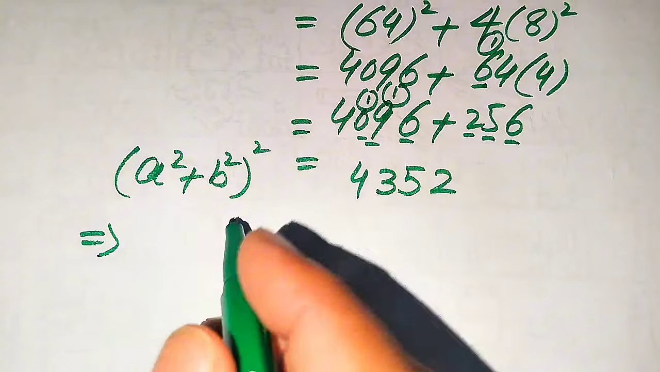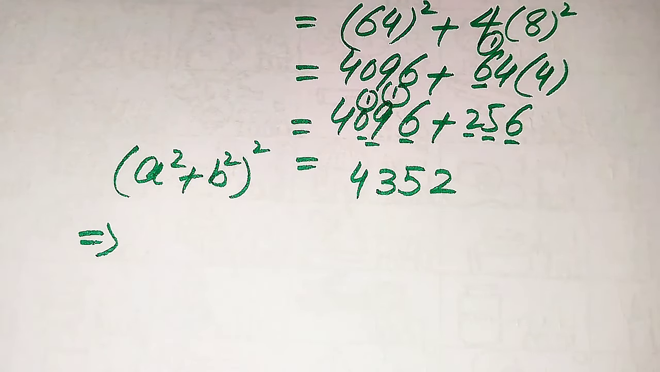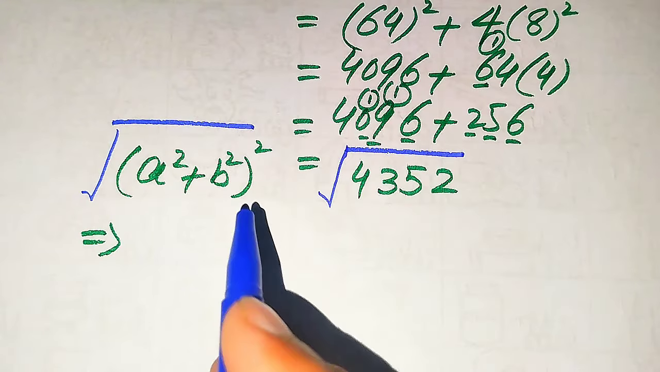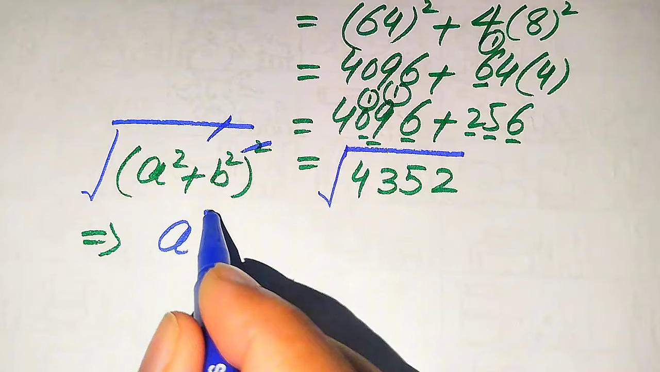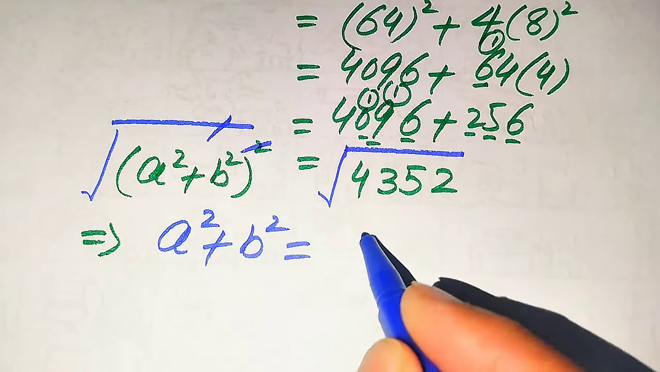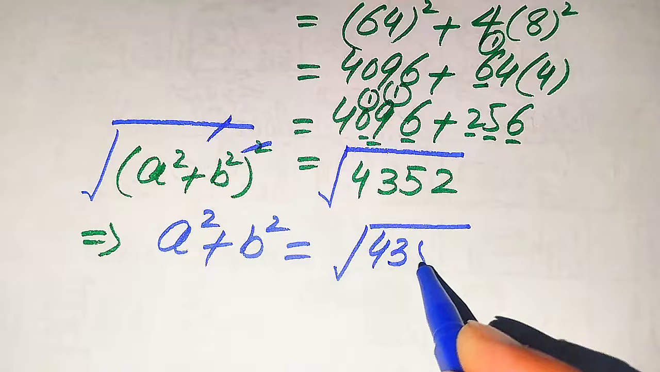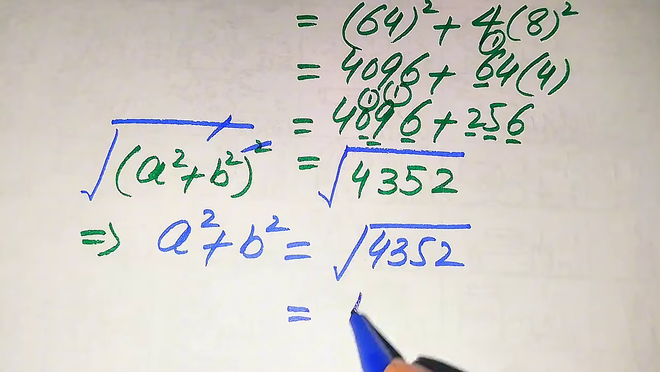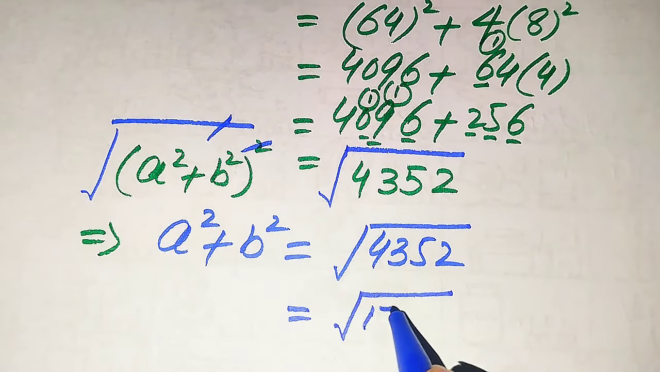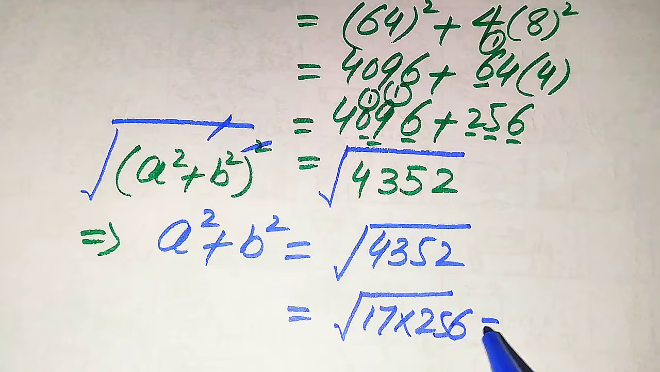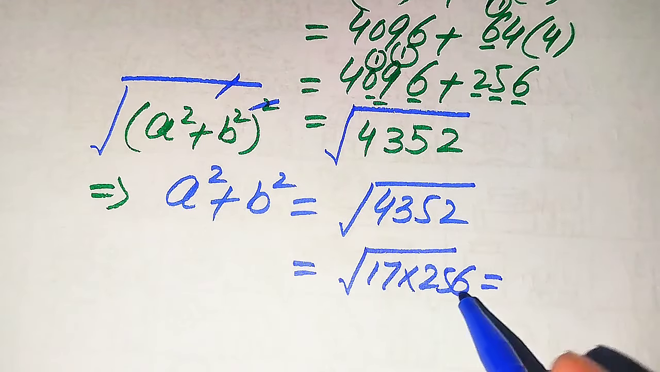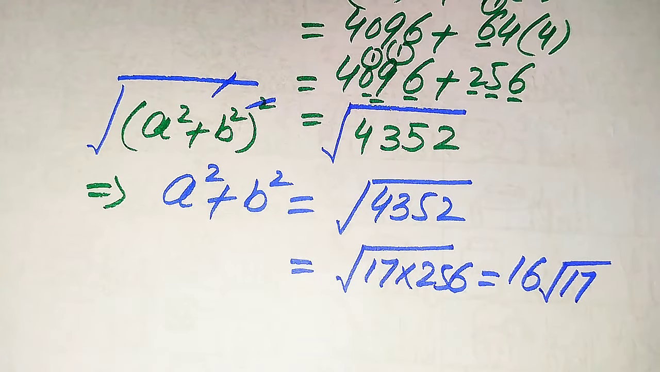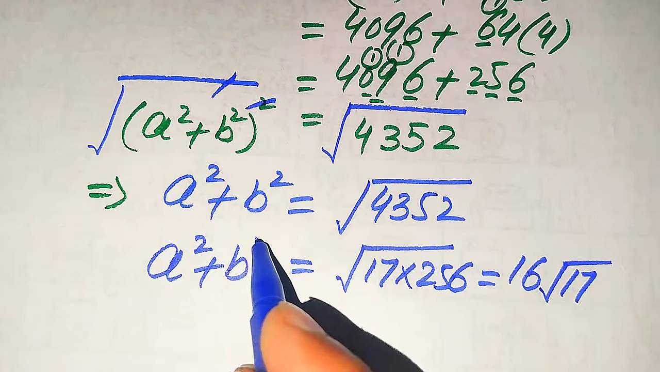For the value of a square plus b square, we need to apply the square root on both sides. When we apply the square root, it will be written in this form. This 2 and this square root are gone, and we get a square plus b square equals the square root of 4352. So here we rewrite 4352 as 17 multiplied by 256, and we know that the square root of 256 is 16. So we write this term as 16 times the square root of 17. So this is the value of a square plus b square.